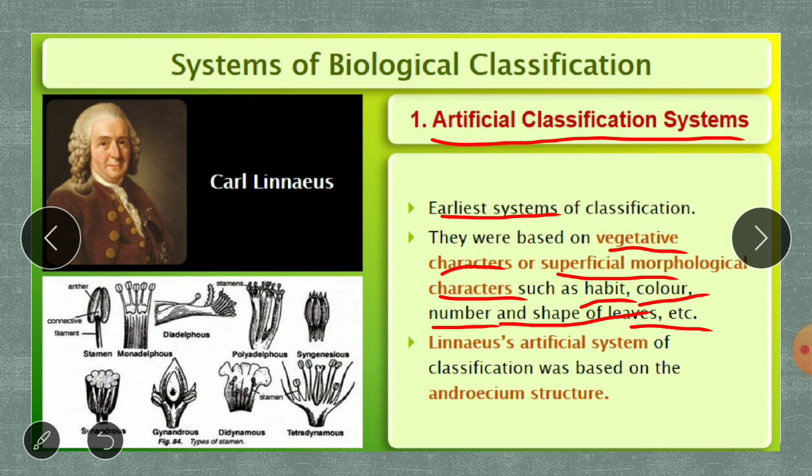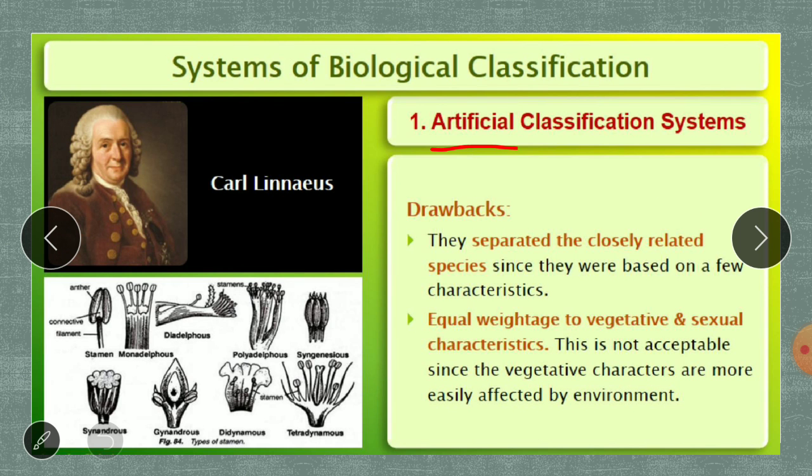This artificial classification system was given by Carl Linnaeus. He gave this artificial system based on the androecium structure. What is androecium? Androecium is nothing but the male reproductive part of the flower. We will study this androecium in detail in further classes. But this artificial system of classification had certain drawbacks, because of which it could not be carried forward. The drawbacks were that, because the artificial system focused mainly on external features, many closely related species were separated.